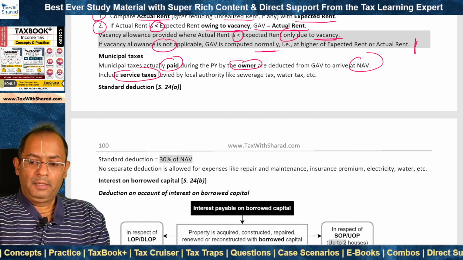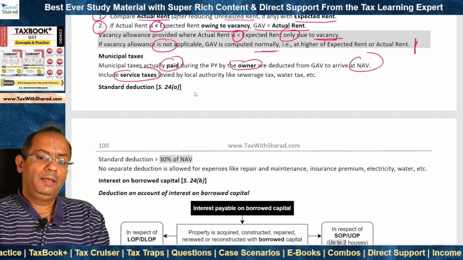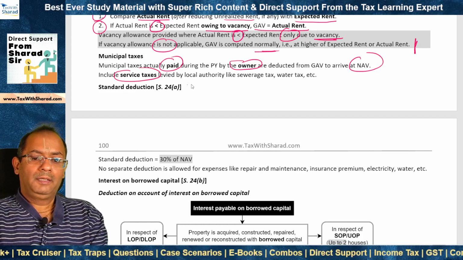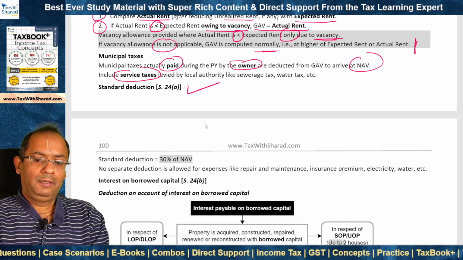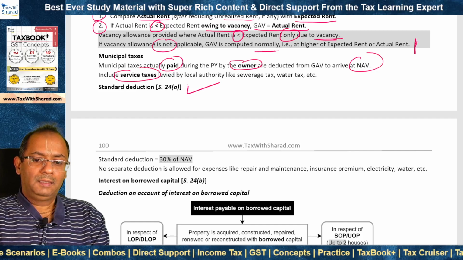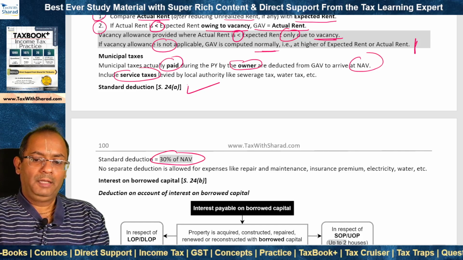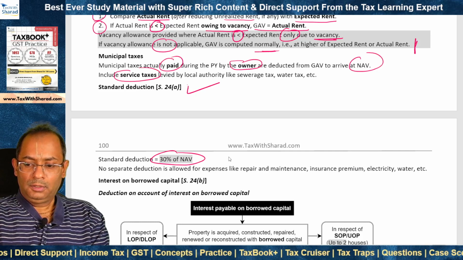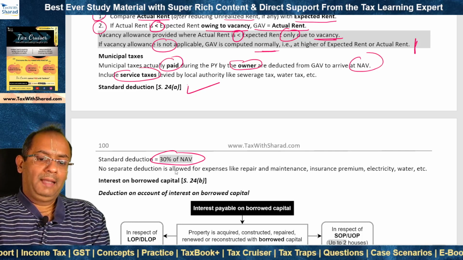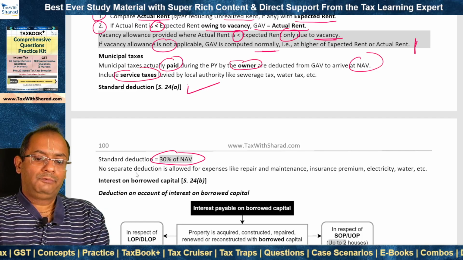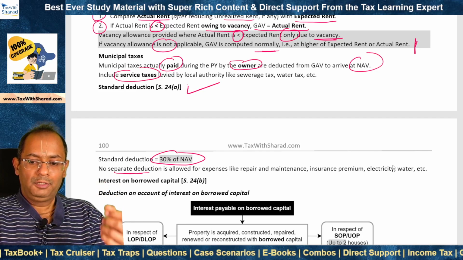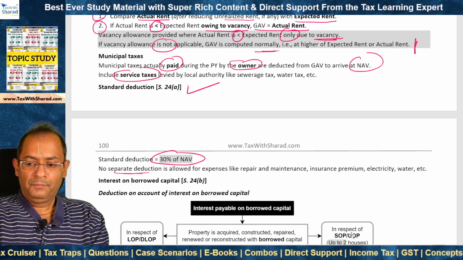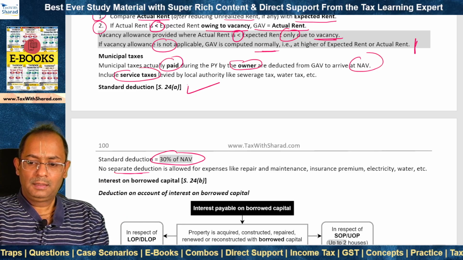After we have computed NAV, we allow for deductions under section 24, and there are two deductions. The first is standard deduction under section 24A, and this is equal to 30% of NAV. This is equal to 30% of NAV, and this subsumes all the expenses. Therefore, no separate deduction is allowed for expenses like repair and maintenance, insurance premium, electricity, water, etc. Only standard deduction is allowed.